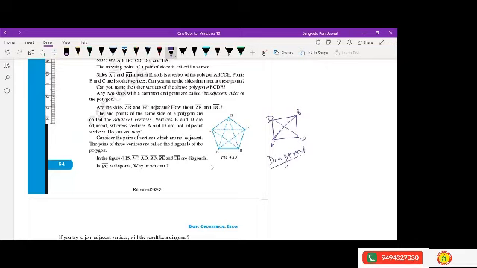Similarly, you can see in this pentagon also. A is joining with B, B is joining with E, E is joining with C, A is joining with C, E is joining with B. Like this, it has 5 diagonals. A quadrilateral had 2 diagonals. So, understood the concept of diagonals? What are diagonals? The lines that join the opposite corners, the opposite vertices.